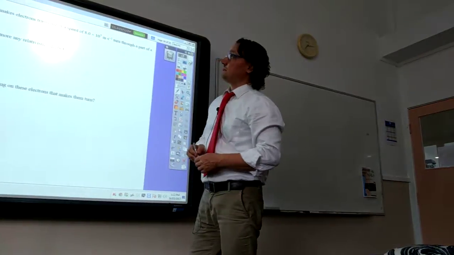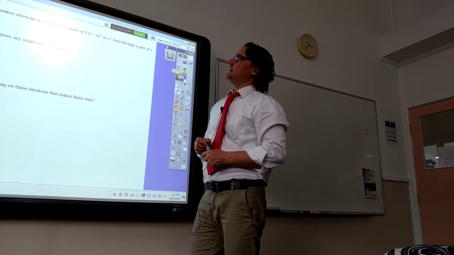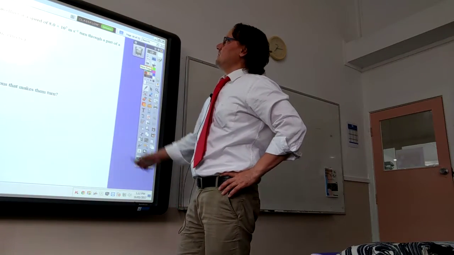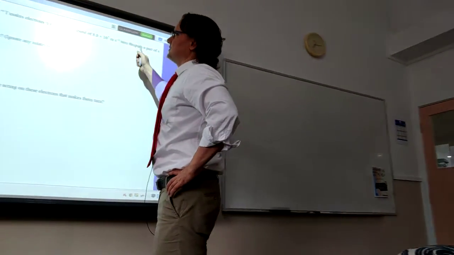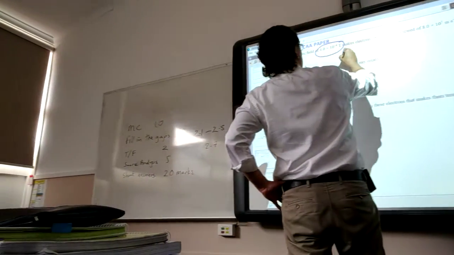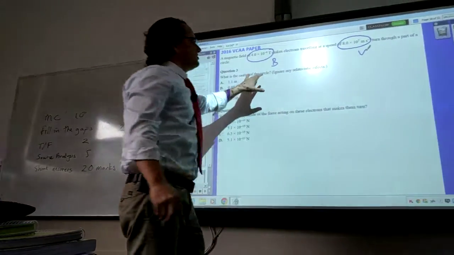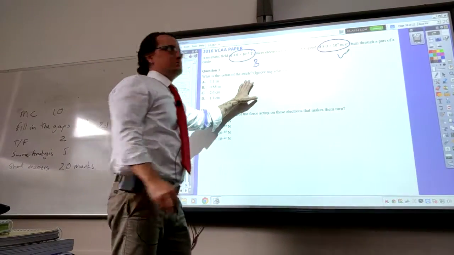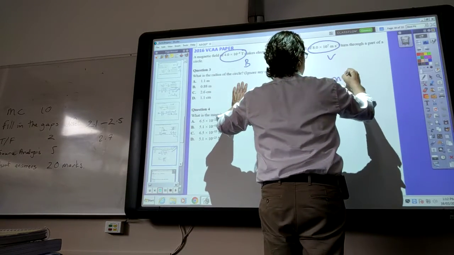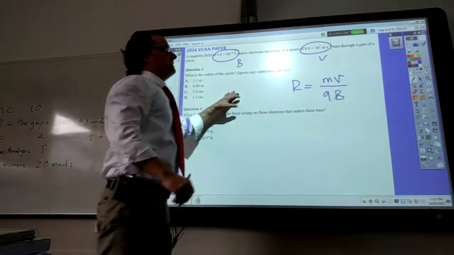Moving on. A magnetic field of 4 times 10 to the power minus 4 makes electrons traveling at a given speed turn through part of a circle. So the magnetic field is provided and velocity is provided. What is the radius of the circle? The radius will be mv divided by qB. A simple application.